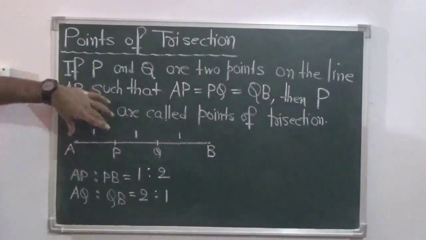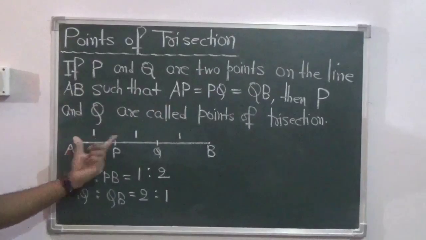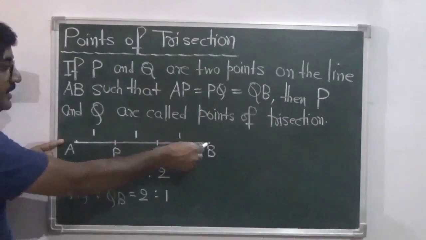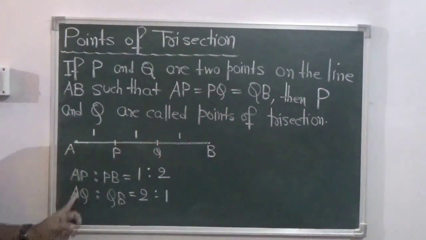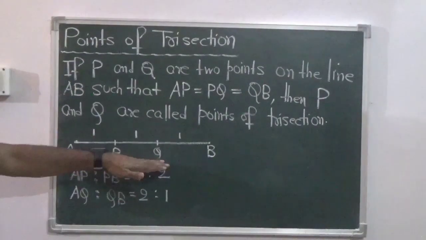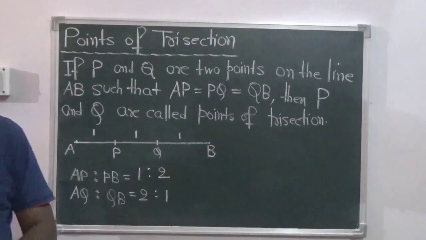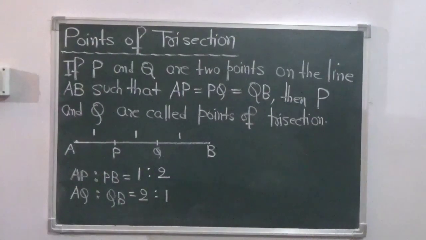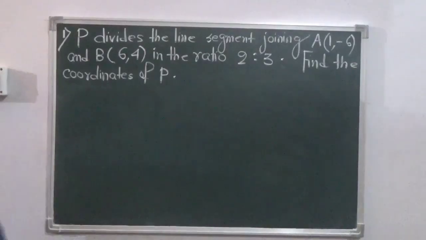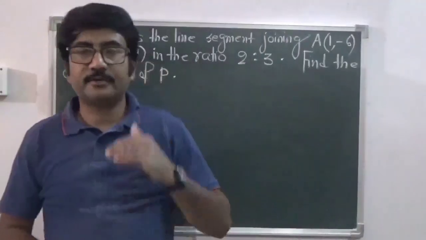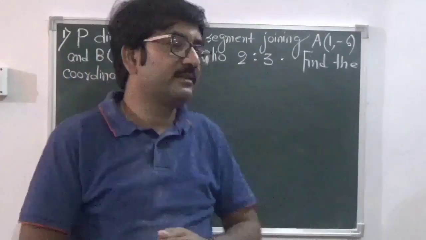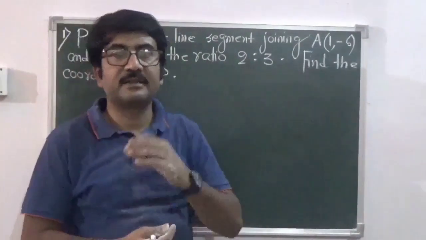Then we can write AP is to PB is 1:2, where PB is 1 plus 1, 2. Similarly, AQ is to QB will be equal to 2:1. So P and Q here are called the points of trisection because they divide the line into 3 equal parts. Now that we have already discussed the section formula, midpoint formula and the points of trisection, let us solve a few questions based on all these concepts.